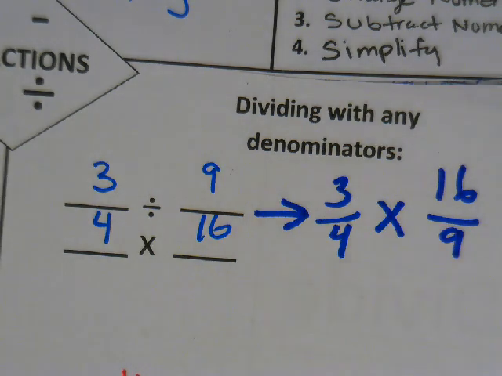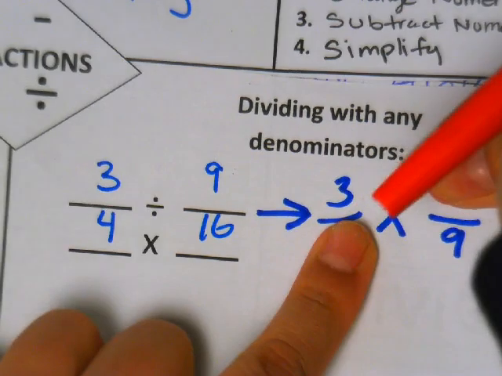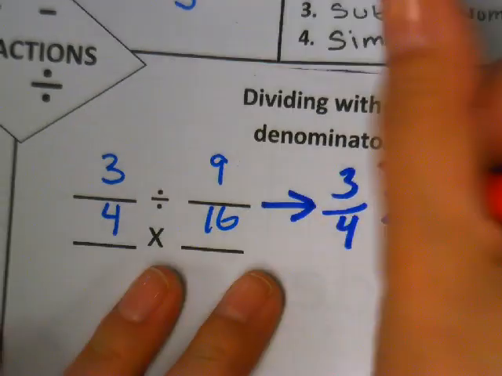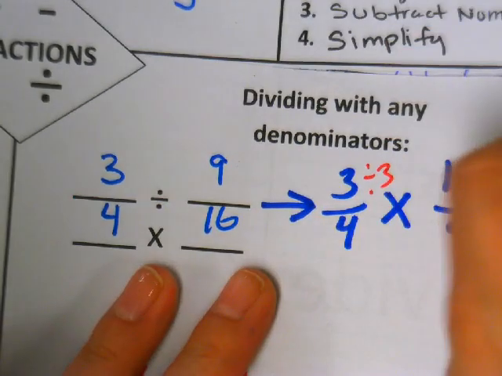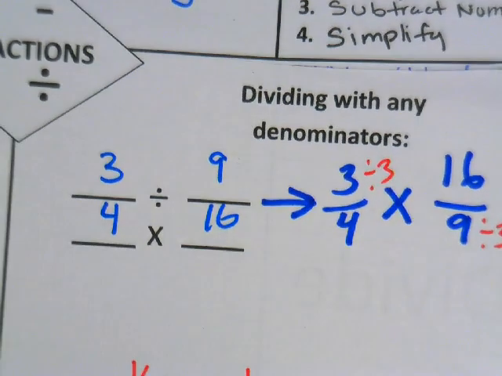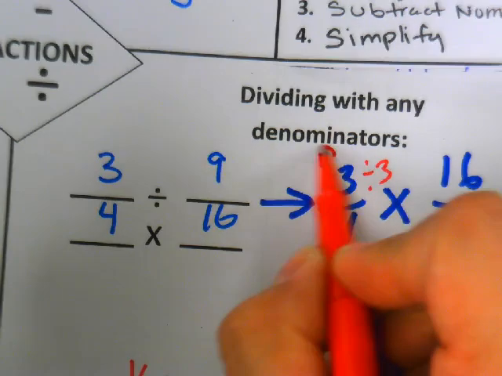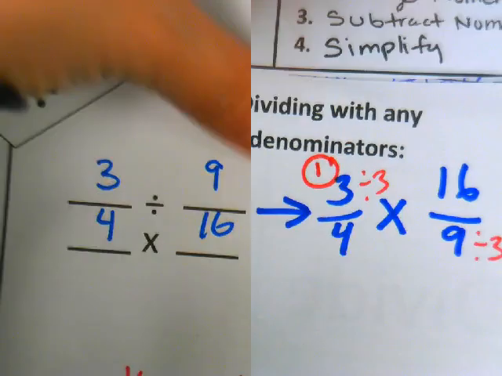All right. Now check the corners because, Mel, I really don't want to deal with 3 times 16. 48, too big of a number. Don't want to deal with it. All right, 3 and 9. What can I divide 3 and 9 by? 3. 3 divided by 3? 1. 9 divided by 3? 3.